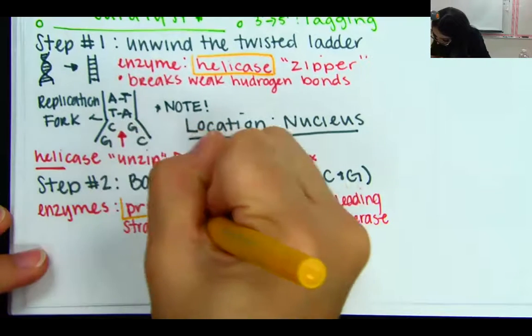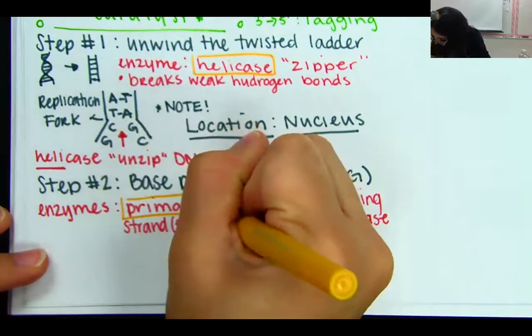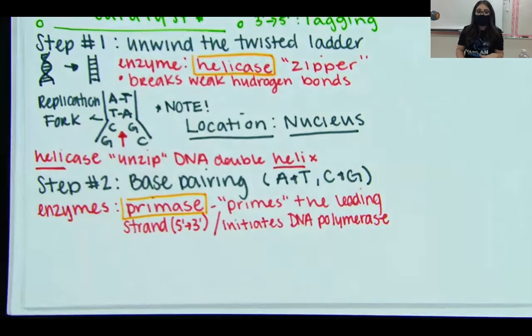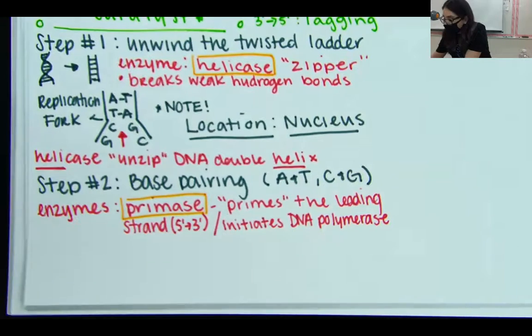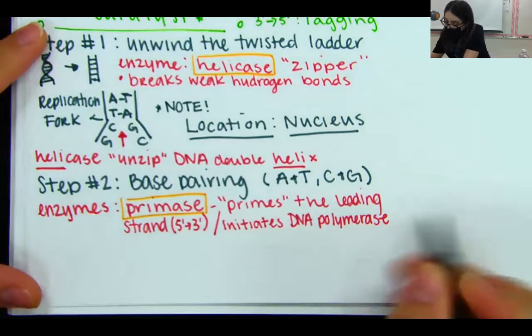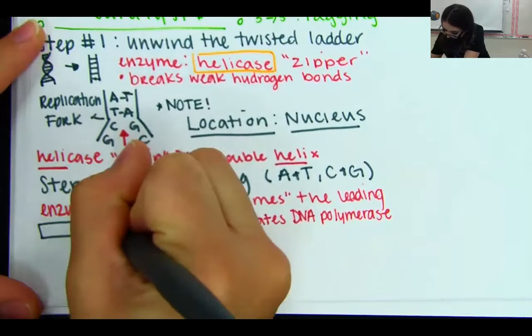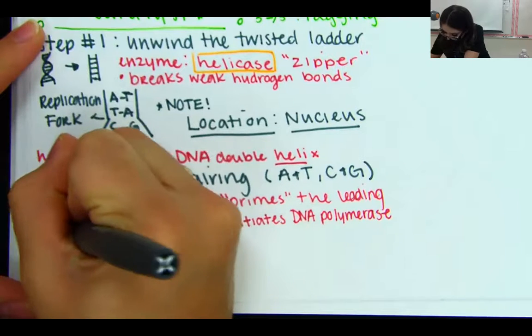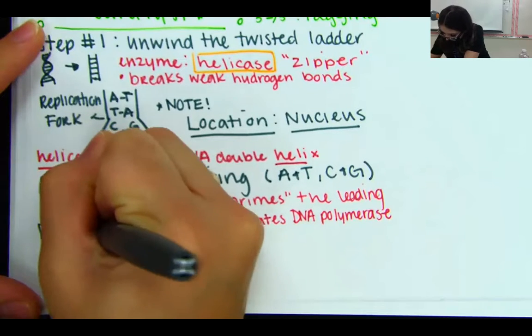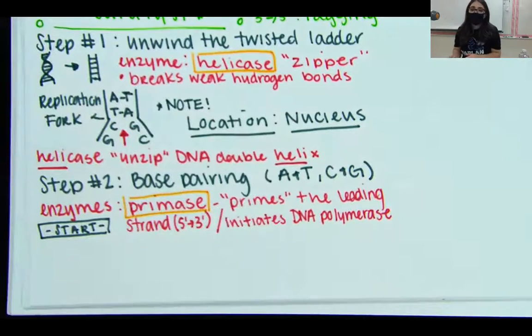Now for my girls, think about when you get your nails done. They put a base coat, they put the color, then they put a top coat. There's essentially three steps here, and we're doing just that. Now, what I mean by this is that primase initiates DNA polymerase. It's the starting line.